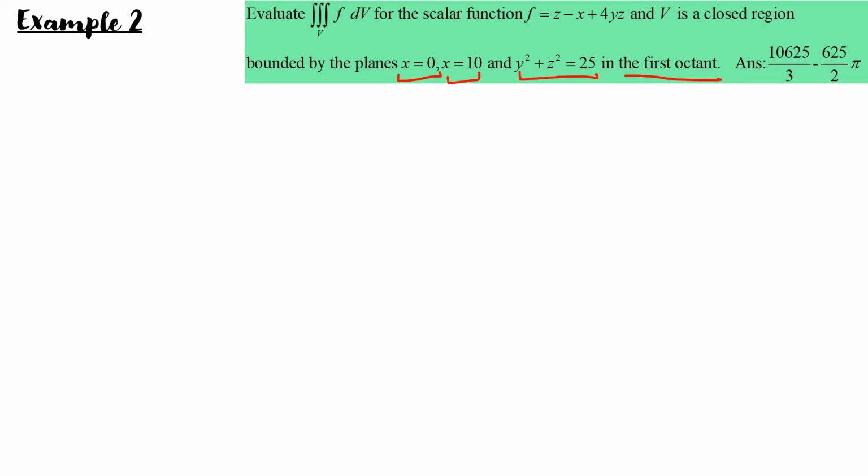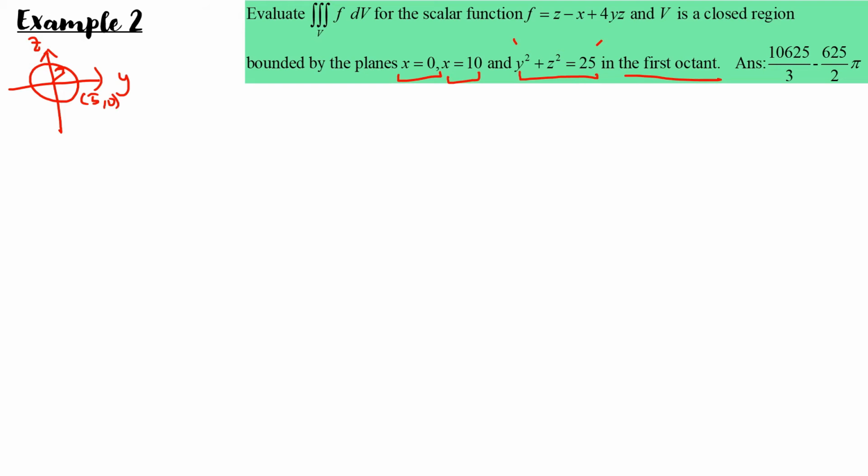Do you recognize this equation, y squared plus z squared equal to 25? Basically, in two dimensions, you have, let's say, z and y. It is a circle, right? With radius 5, because 25 is 5 to the power of 2. So this is a circle in two dimensions. But now, this equation is also bounded by x equal to 0 and x equal to 10. So this means that this is a cylinder.